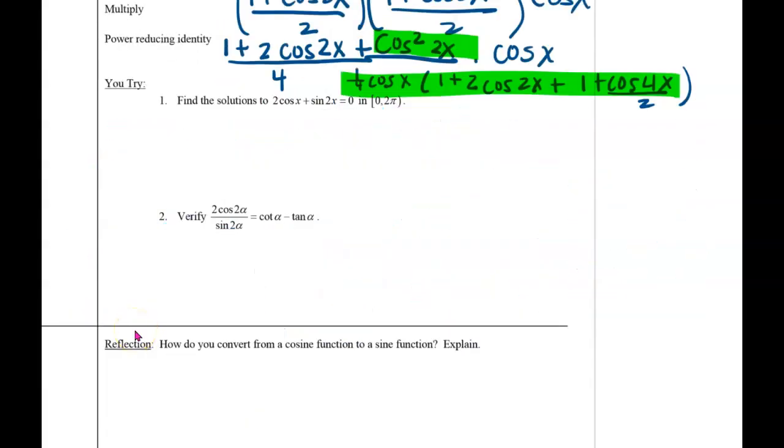So go ahead and try the U-try. Number 1, you're going to be solving an equation. Change this double angle into a single angle to start with. Number 2, you're going to be doing a trig identity. And when you do your identity, start with the left side and simplify it to equal the right side. And then make sure you do your reflection question.